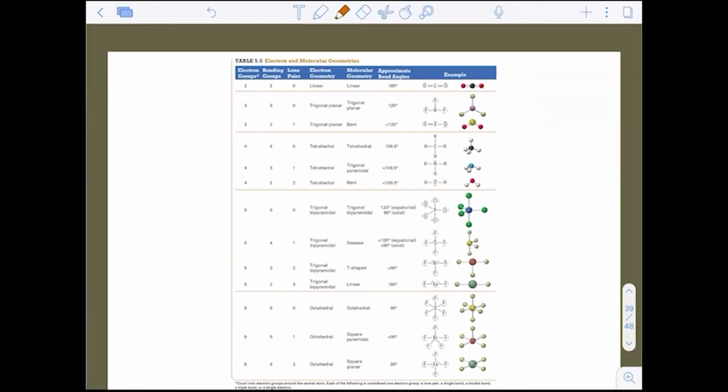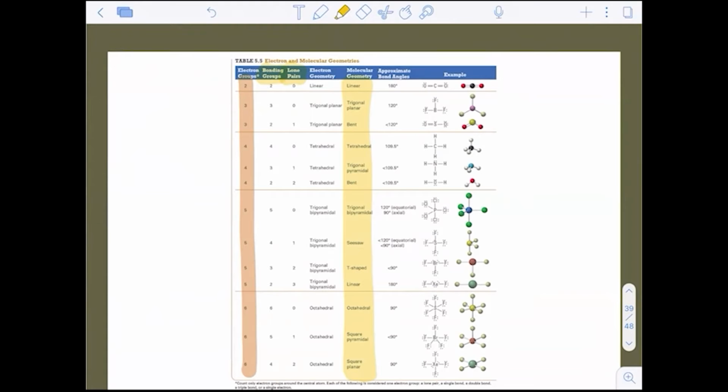When you're looking at this chart, you start reading over on the left-hand side and identify just how many things total around that central atom. Then you would want to say how many are bonding versus how many are lone pairs, and then determine the electron geometry and the molecular geometry. We will focus on the molecular. These are the specific names based off of how many bonding versus lone pairs, non-bonding electron groups we have. These are very important to know.